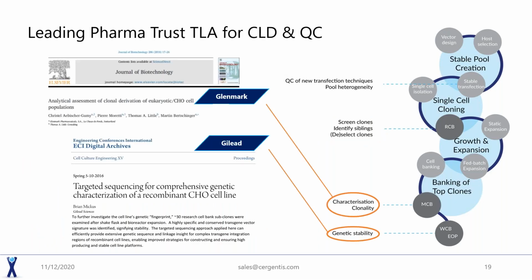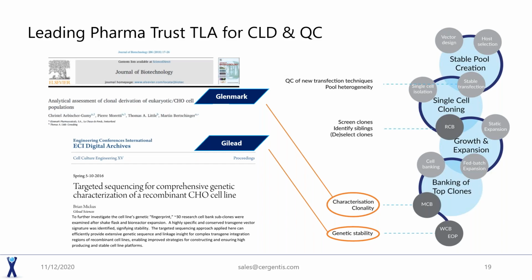Now, in terms of monoclonality assurance as well as genetic stability assessment, we actually have the pleasure to support many of our customers in these type of endeavors. So here are just 2 concrete examples together with Glenmark and Gilead, as you can see.